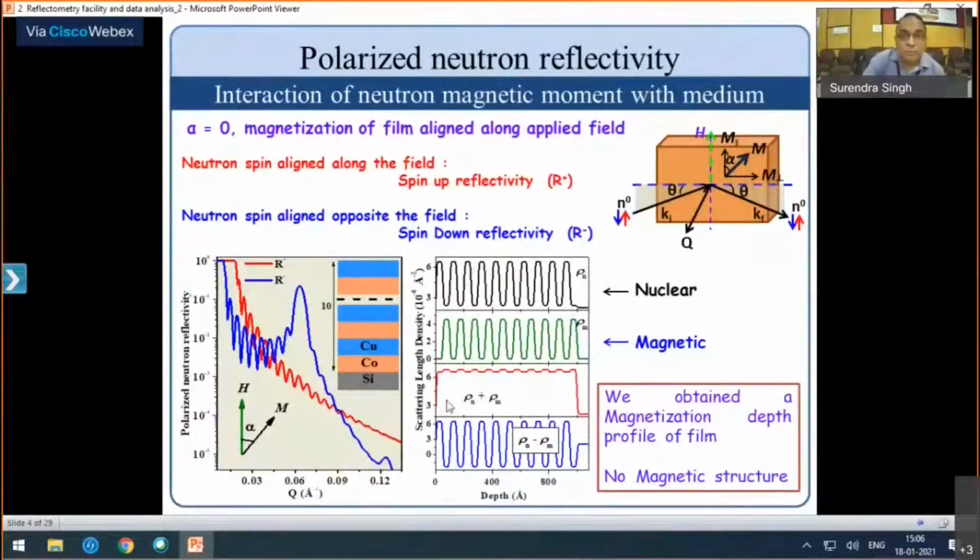So this is what I discussed briefly on that day also, but you see here when alpha equal to 0, again the same case, when we are talking about magnetic depth profiling, and here we have a multilayer of cobalt and copper grown on silicon. Suppose we have 10 bilayers. So in multilayers, one more thing is there.